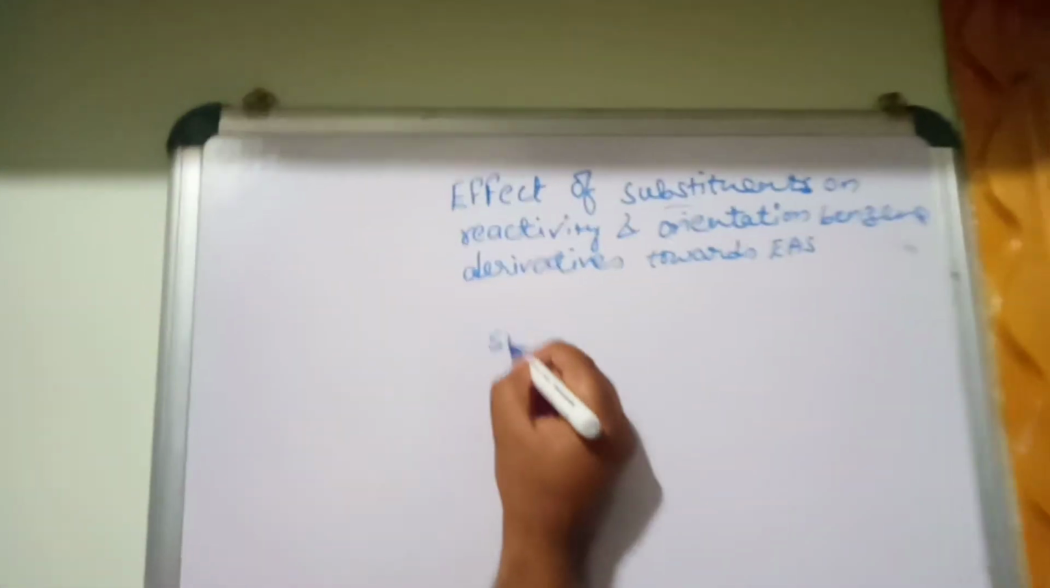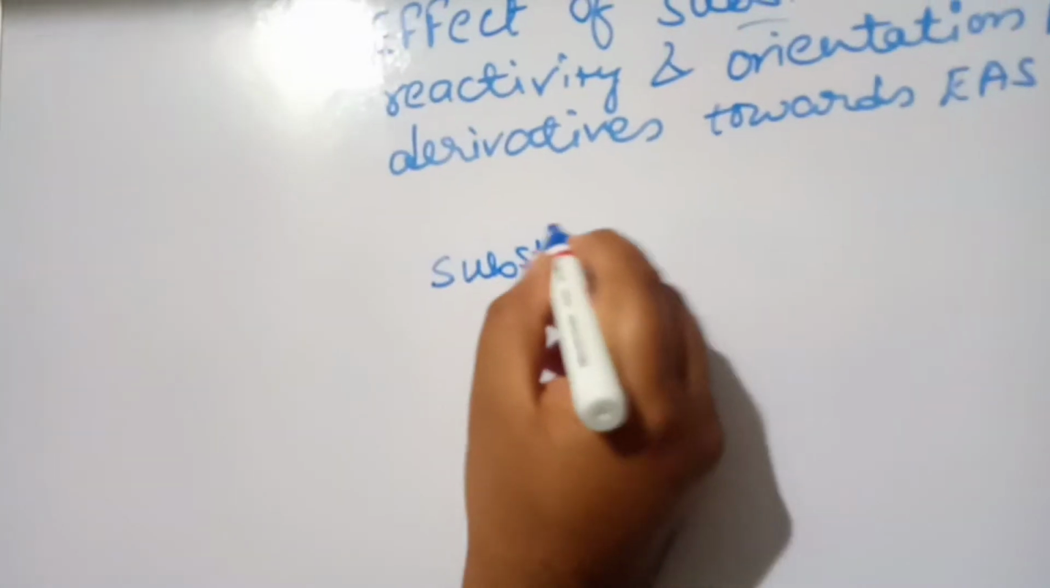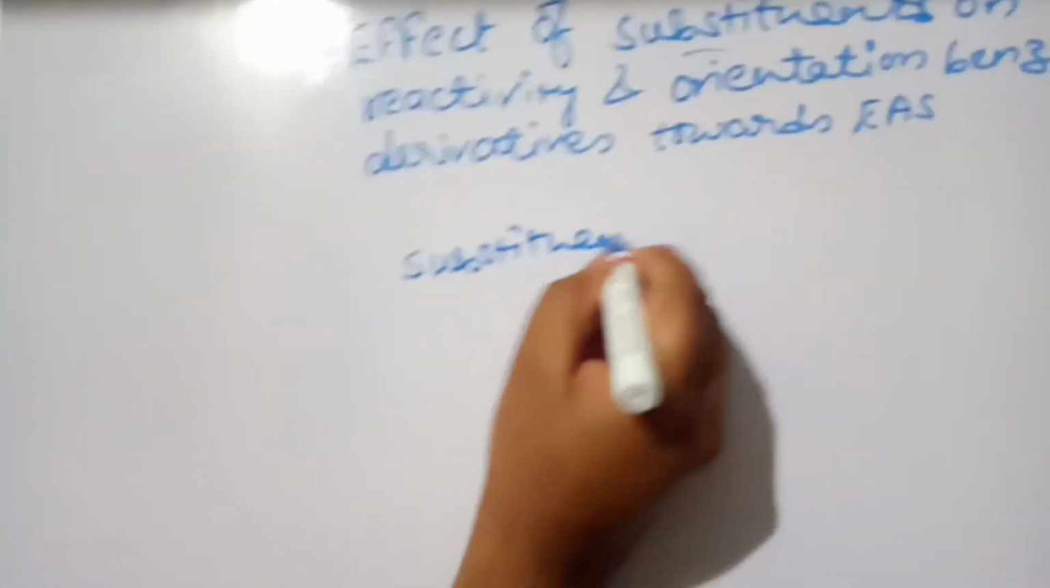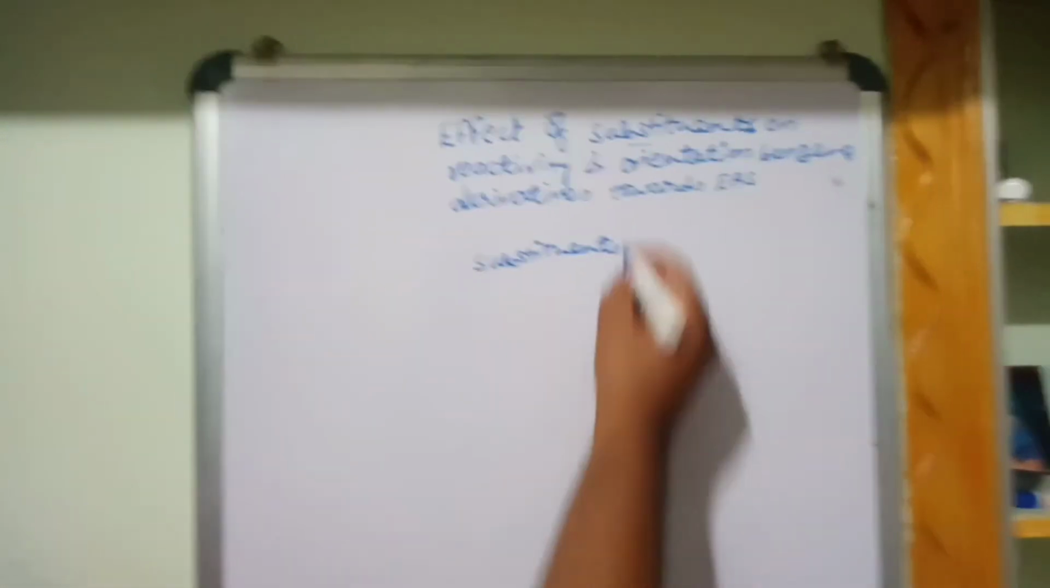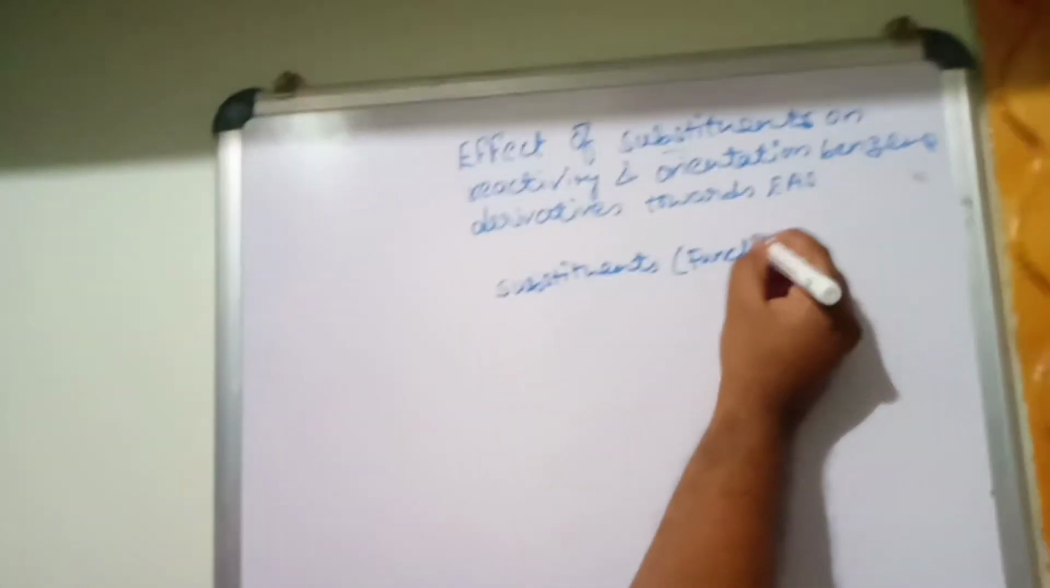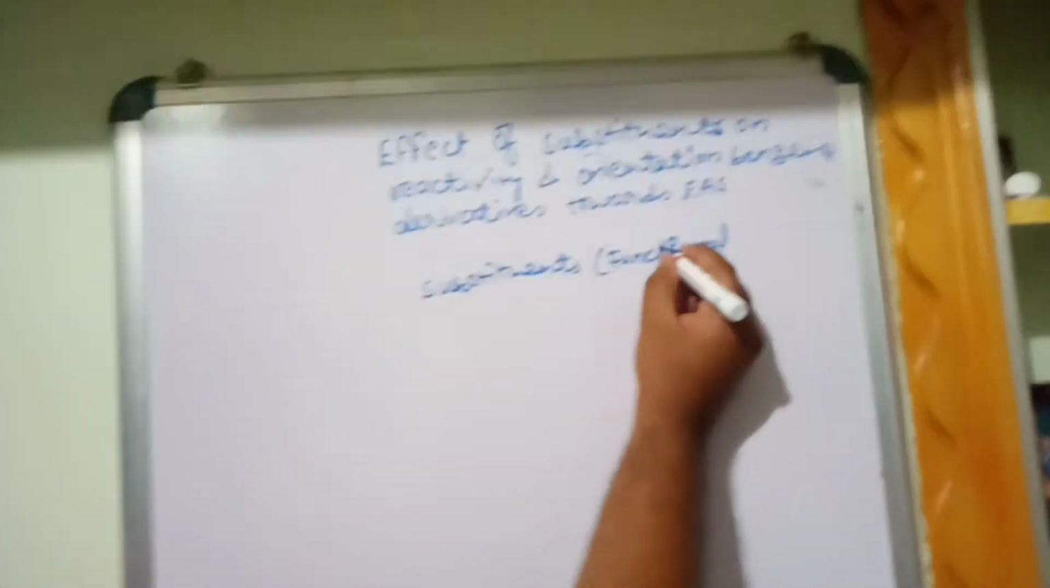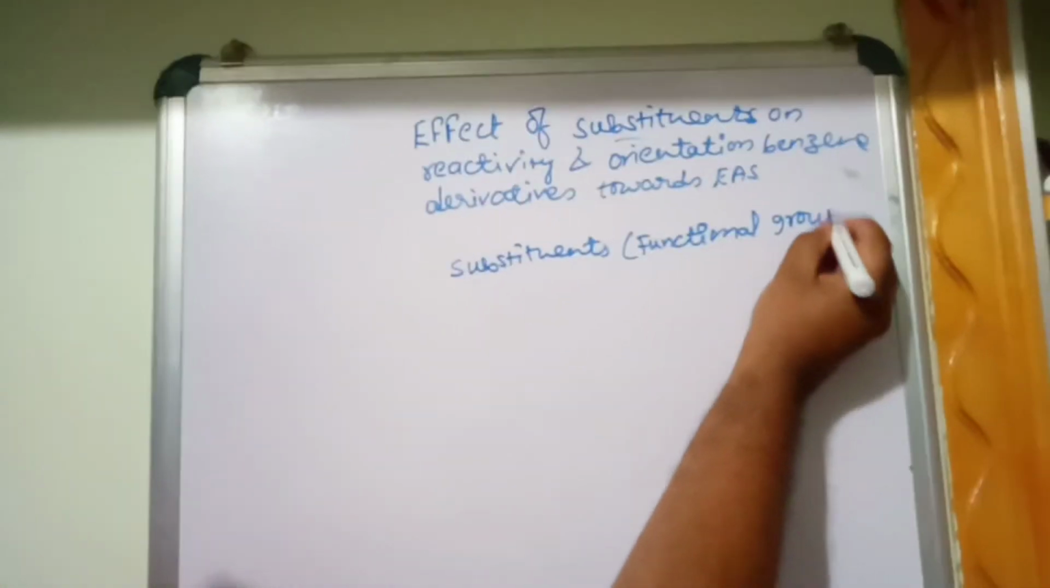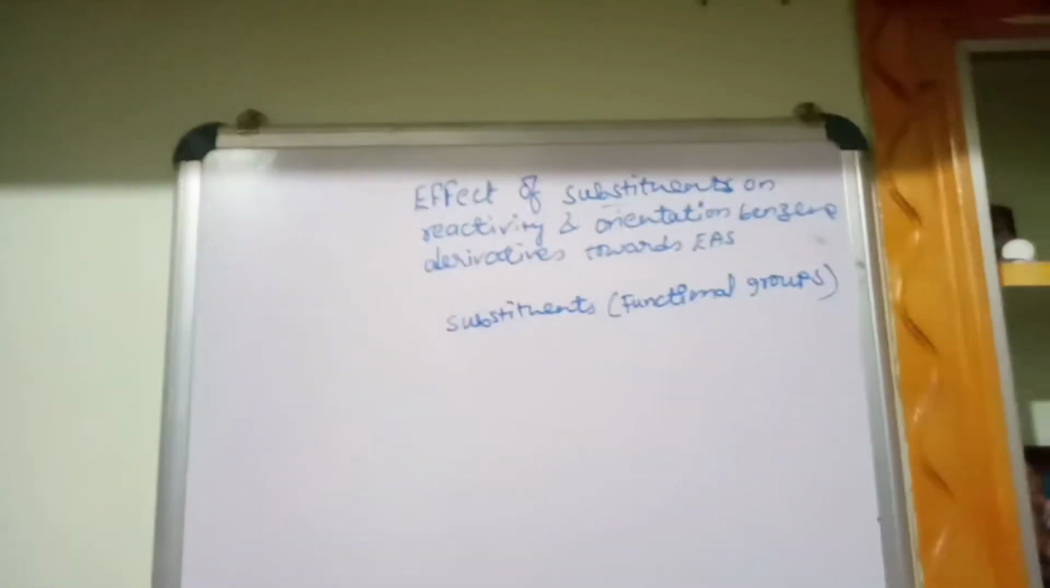Substituents are nothing but functional groups. What are functional groups? It is an atom or group of atoms which are responsible for the physical and chemical properties. So we have to understand what are the different substituents which are present.